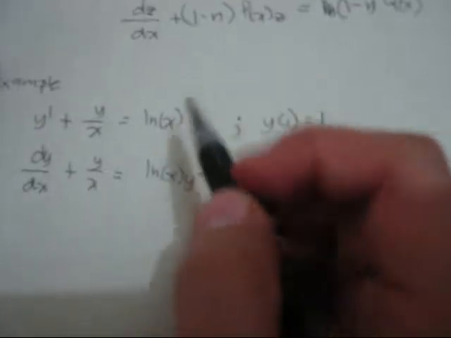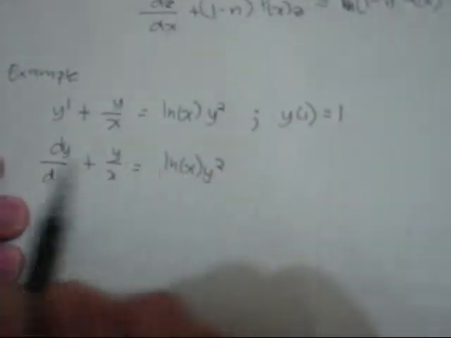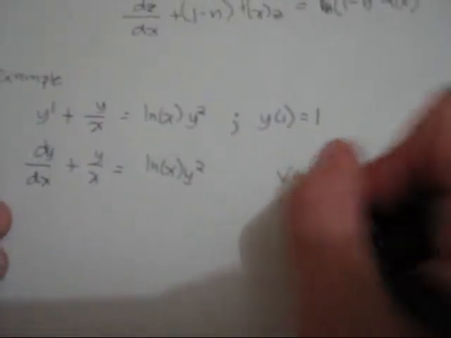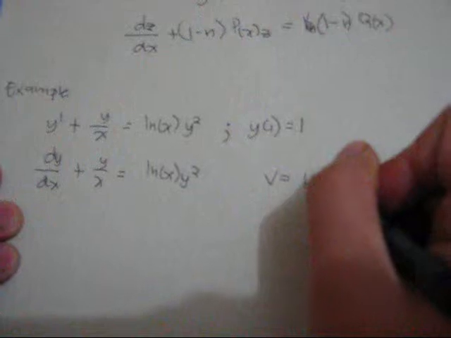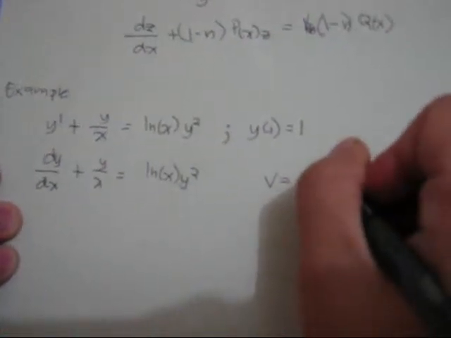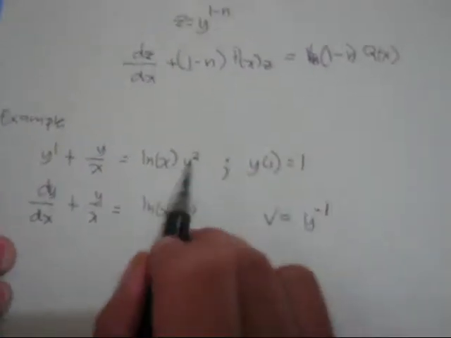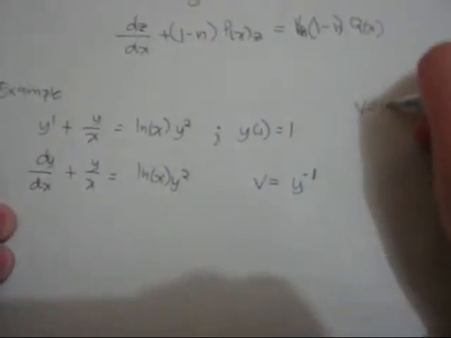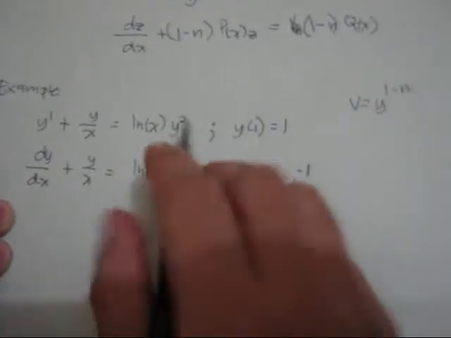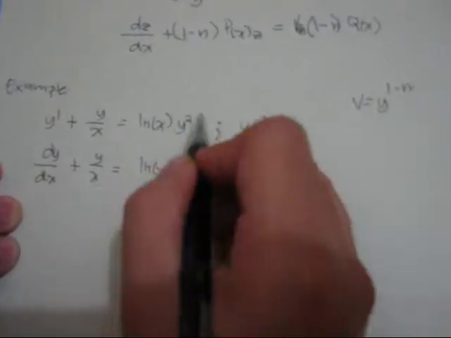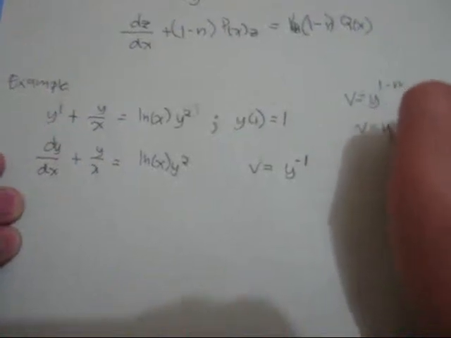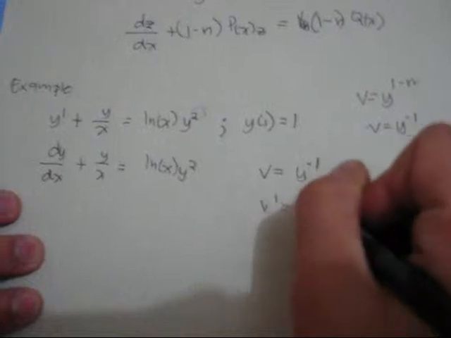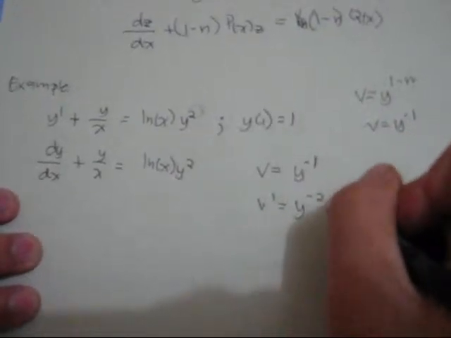In order for us to solve this one, we have to let v equal y to the negative 1. Since n here is 2, remember that the exponent is 1 minus n, and n is 2, so v equals y to negative 1. v prime is equal to negative y to the negative 2 y prime.